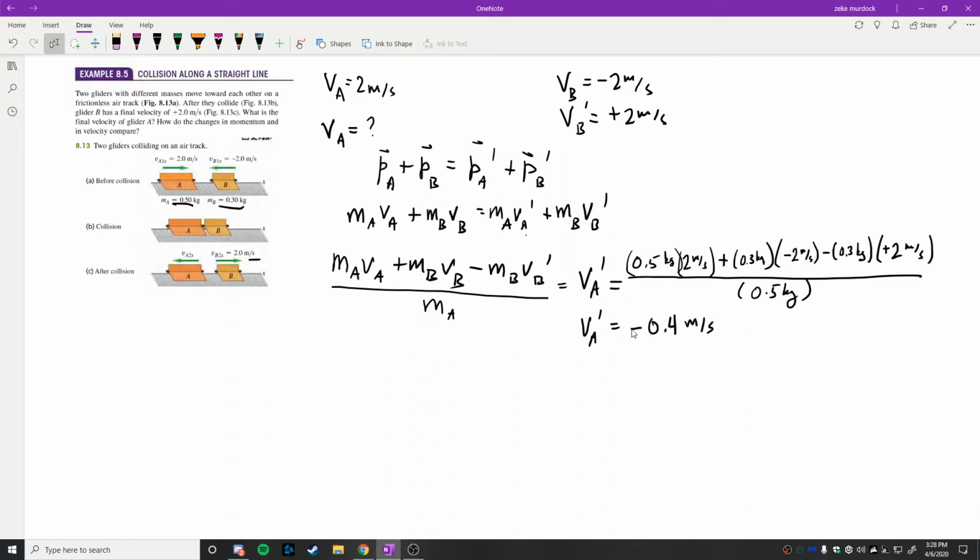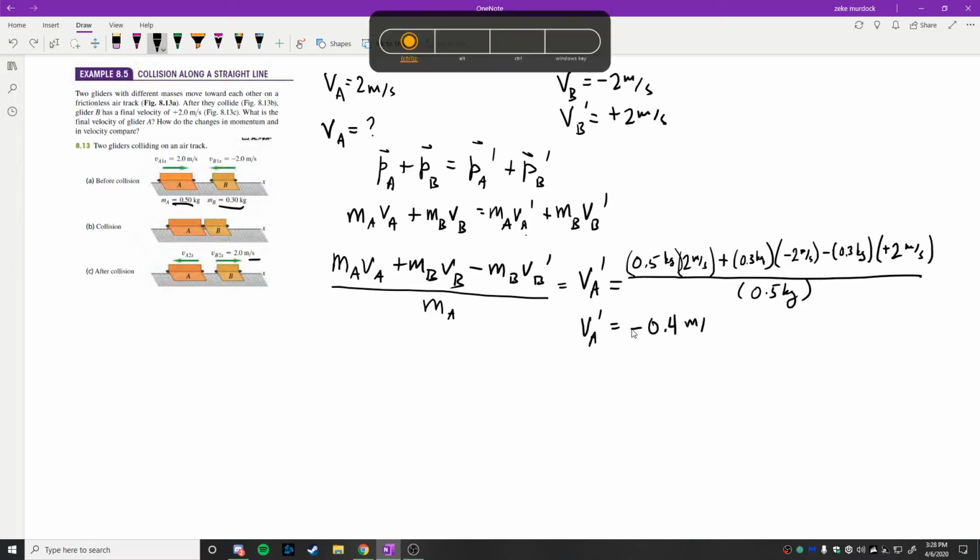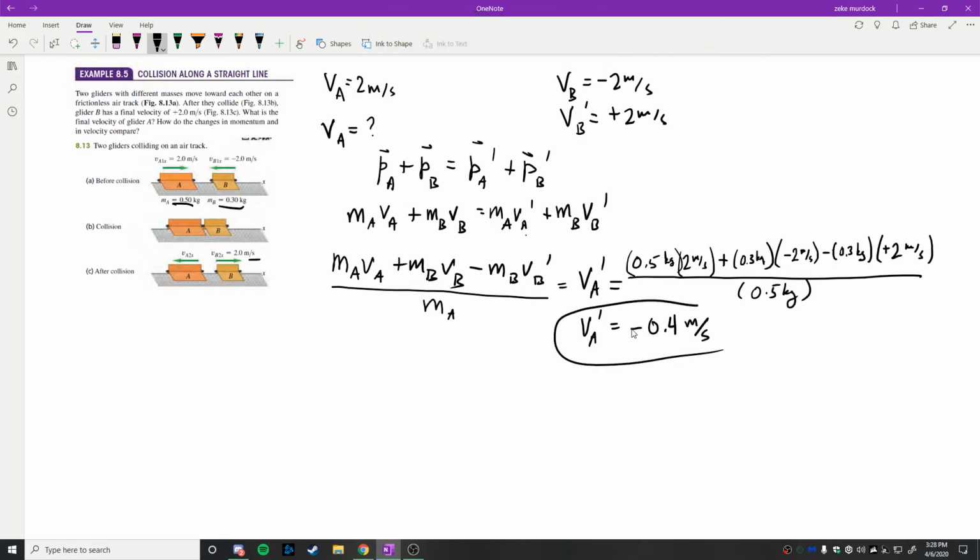Does that work out right? I'm doing this on my calculator. So it's 0.5 times 2 minus 0.3 times 2 minus 0.3 times 2, divided by 0.5. Yeah, negative 0.4. That's the answer. Does anyone have any questions? Sorry, I got a little confusing there with the mathematics.